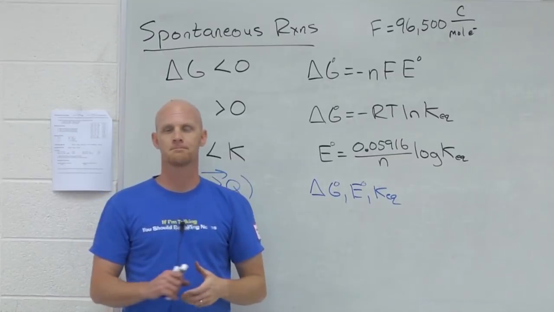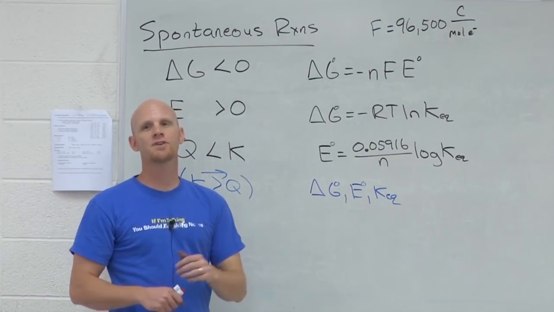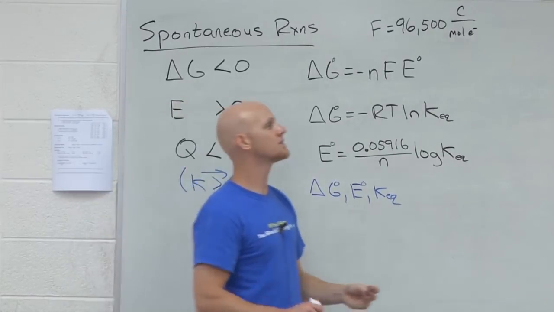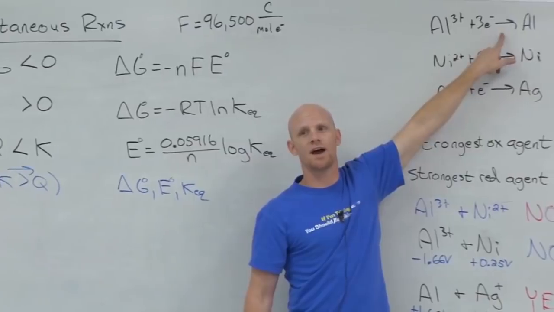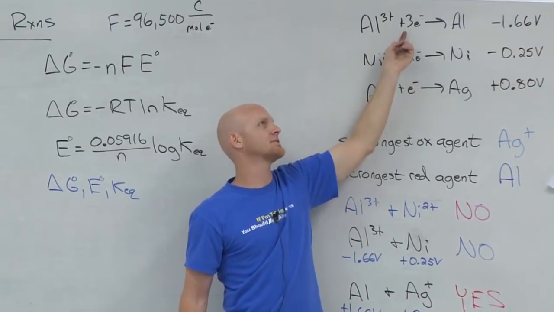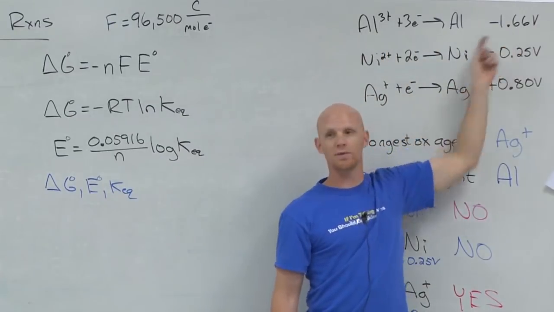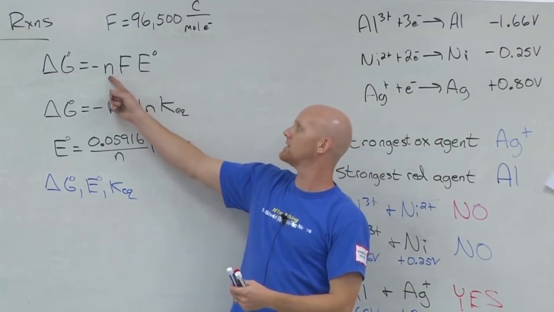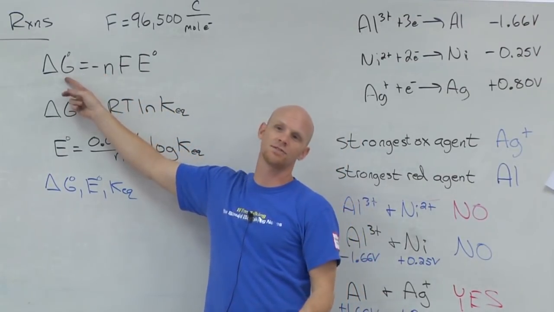Question. Moles of electrons, they're either going to give you a balanced reaction or a half reaction. So notice, what if I said, what is the delta G standard for this half reaction? Well, if it's a half, life is good. n is 3, and you'll plug in negative 1.66 volts right there. n is 3, F is 96,500. Factor in the negative, and you get delta G standard.